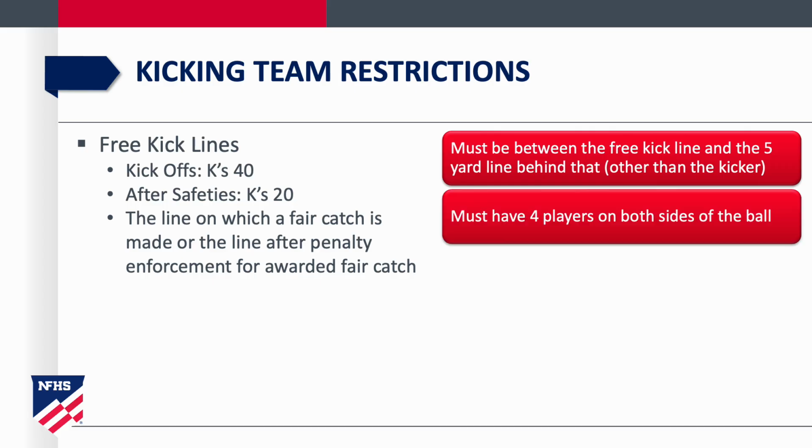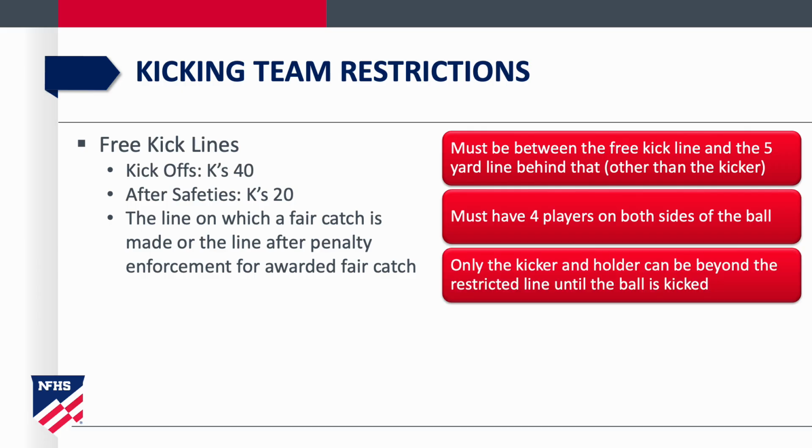The kicking team must also have at least 4 players on each side of the kicker when the ball is kicked. We need to pay special attention when a kicking team is moving laterally before the kick to make sure that we have enough players on each side when the ball is kicked. A referee might have the best view of this, but it can also be called by the wings as well. This is one of the rules that needs to be called tighter when the team is attempting an onside kick.